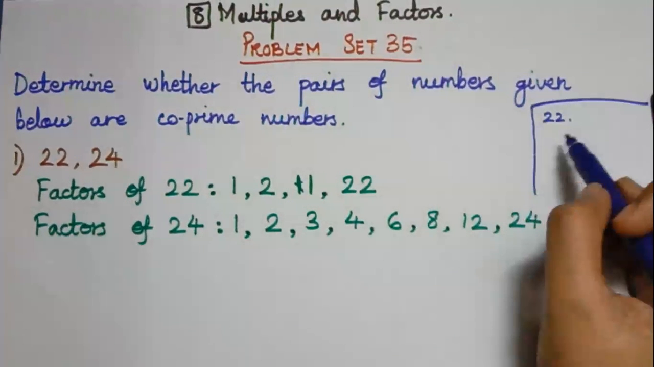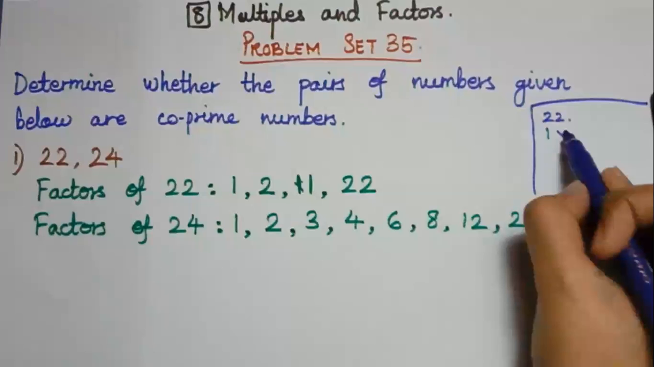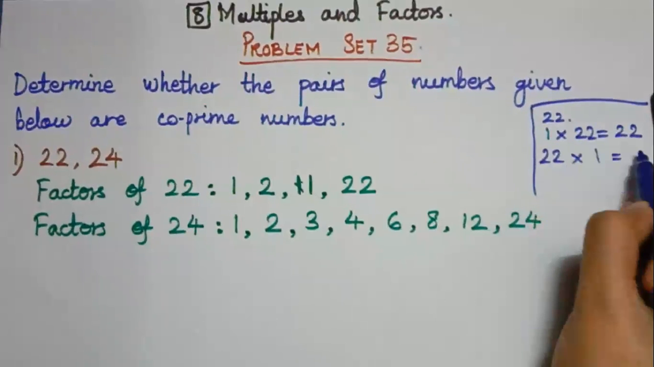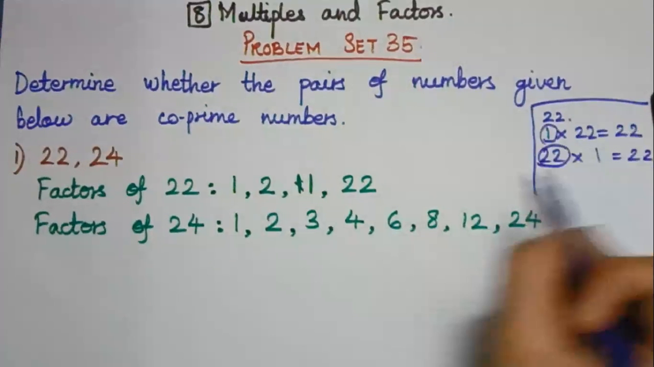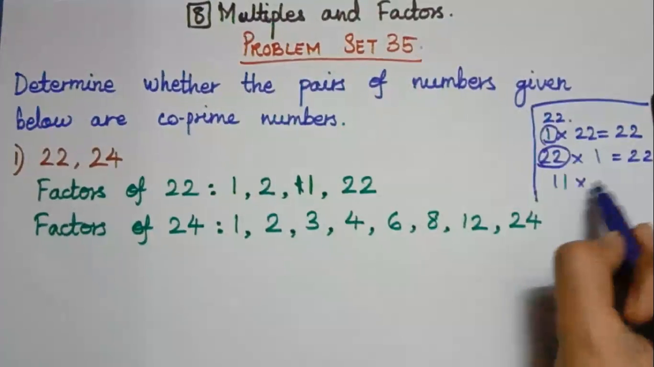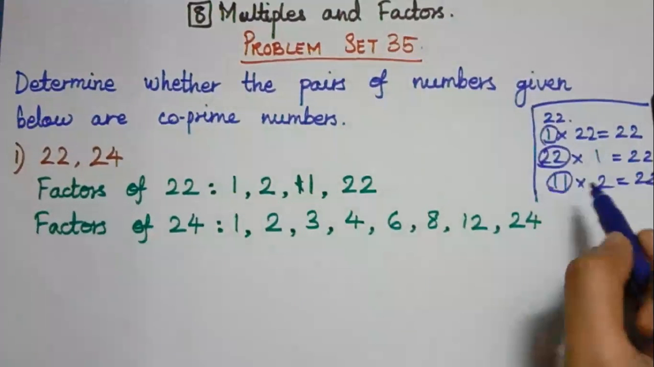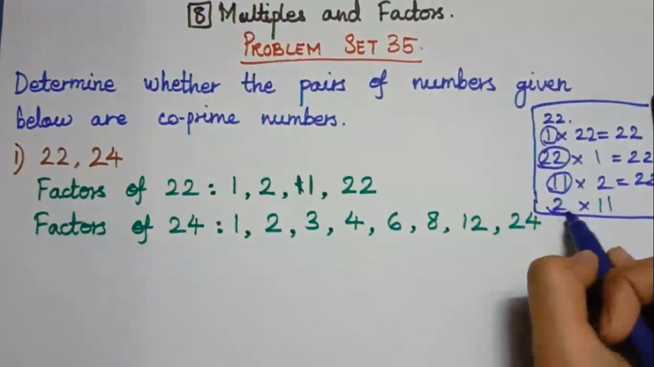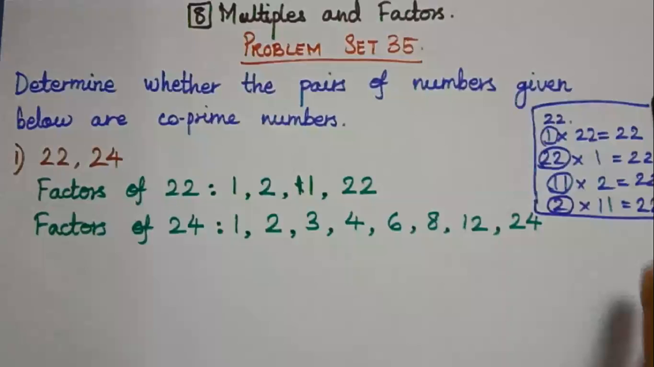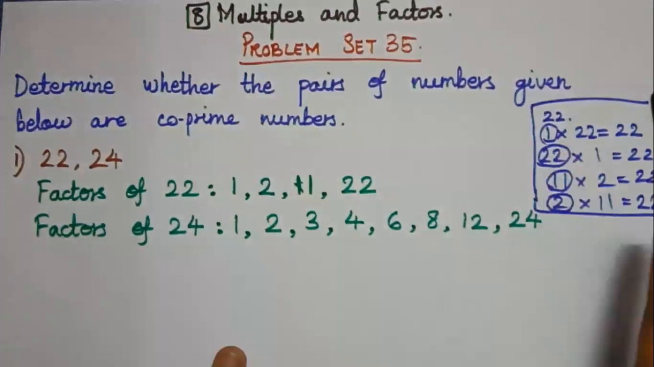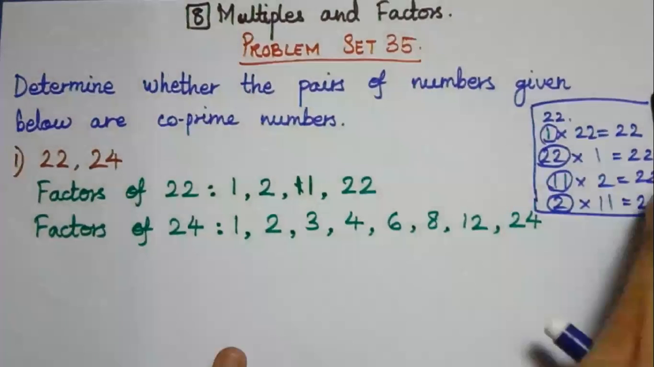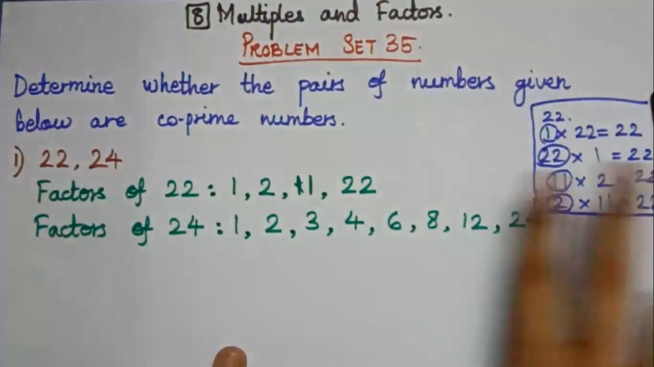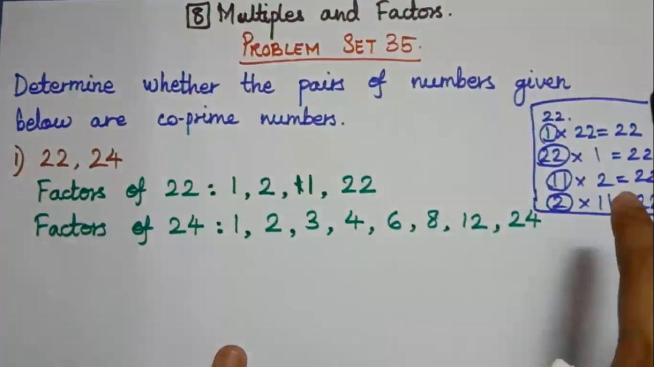Okay, so I have 1 22s will give me 22, then 22 ones will give me 22. I got these two factors, right? I have written it over here. Then I have 11 2s is 22. I got the third factor, and 2 11s, I used our trick, I exchanged the numbers, is 22. In this way, you find out the factors. Similarly, you will do it for the number 24. I just did it for your explanation. This thing, you are going to write it in your working column, okay? You are not going to write it beside the sum. You are going to write this in your working column.